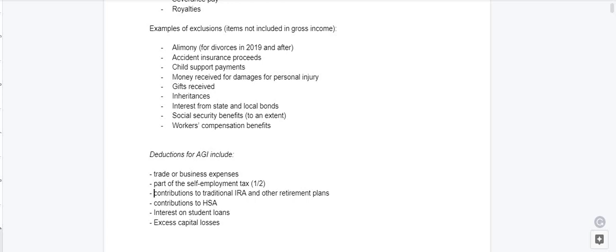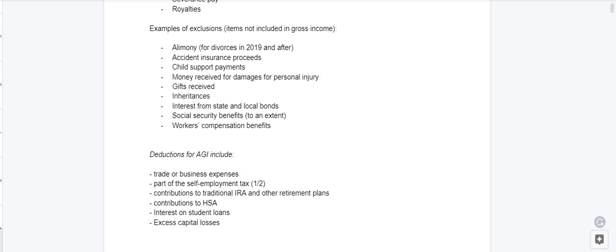Contributions to a traditional IRA and other retirement plans. So in this country, the United States, the IRA is a very common retirement plan that people use. So let's say if you contribute money to a traditional IRA, you can take the amount you contribute as a deduction for AGI to reduce your tax liability. Now be careful here because only a traditional IRA applies here. A Roth IRA, for example, is not qualifiable for a deduction for AGI. So only a traditional IRA qualifies.